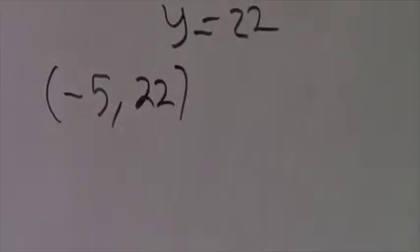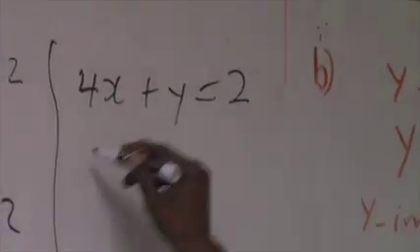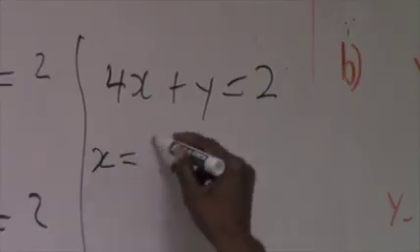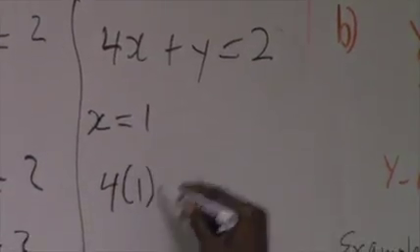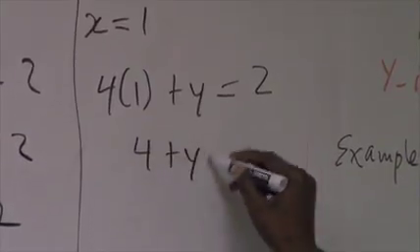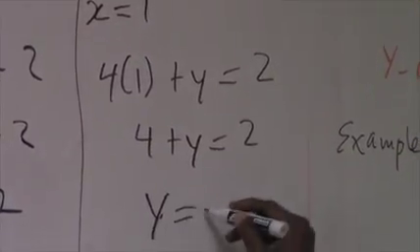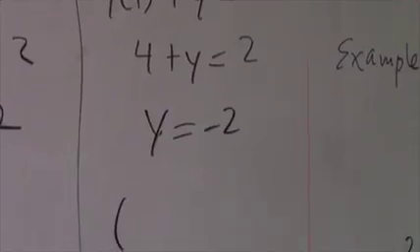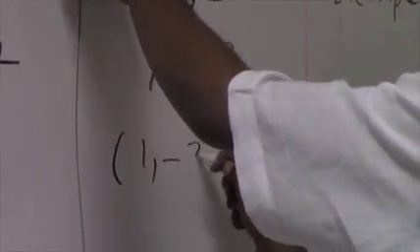But that's one of my solutions. The other solution, I have 4x plus y equals 2. In that case, x is equal to 1. I have 4 times 1 plus y equals 2. This is 4 plus y equals 2. y is equal to negative 2. So my other solution is x is 1 and y is negative 2.